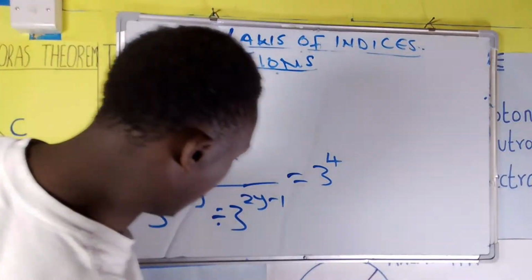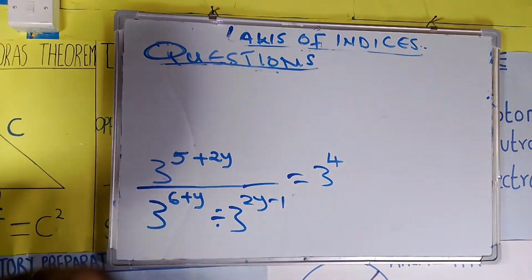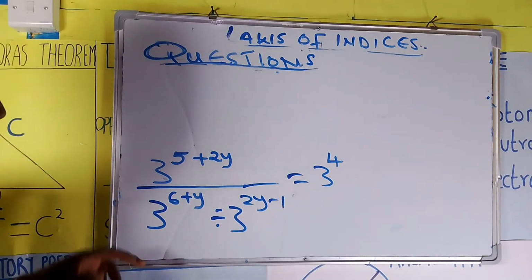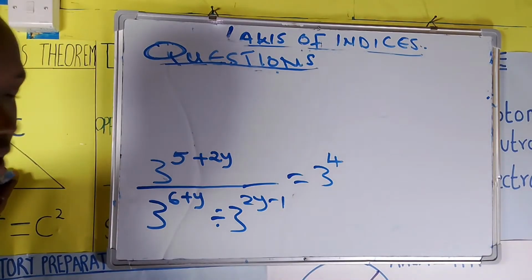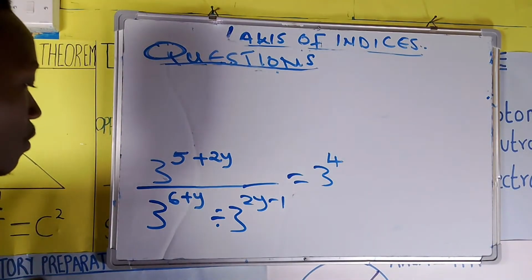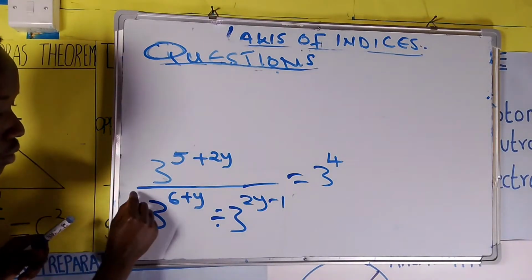So tukifanya hivyo, this one here ukiangalia vizuri, zote ziko to base 3. Zote ziko to base 3. So to make things easier hapa, tunafaa kujua hapa kuna over.